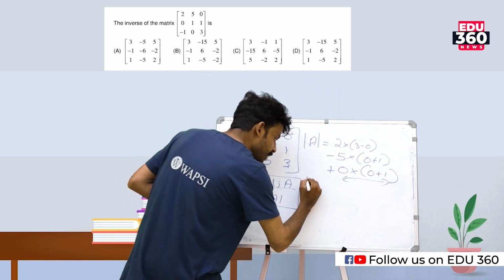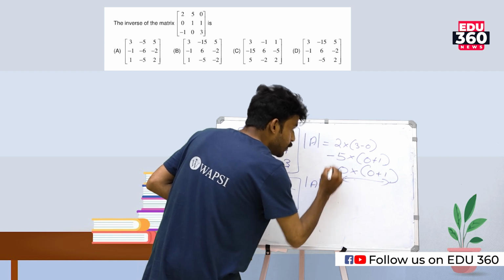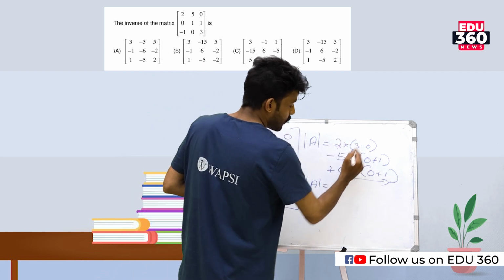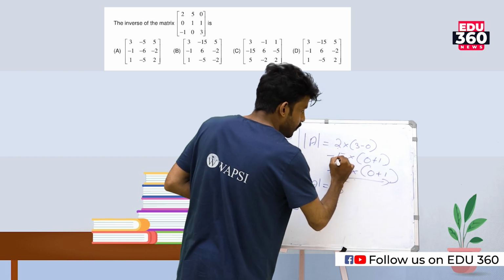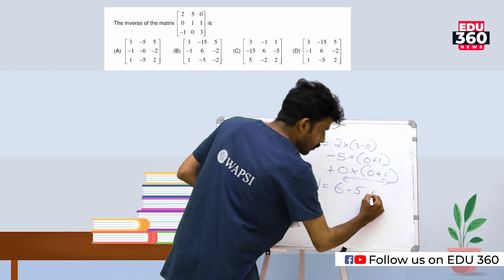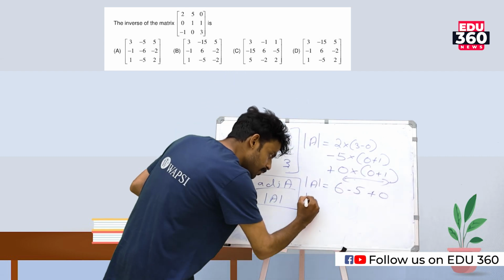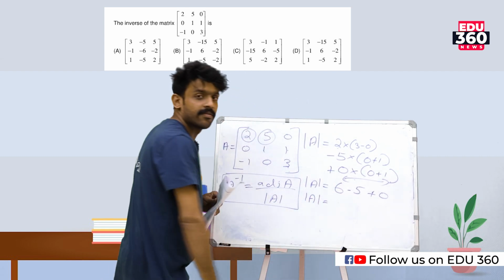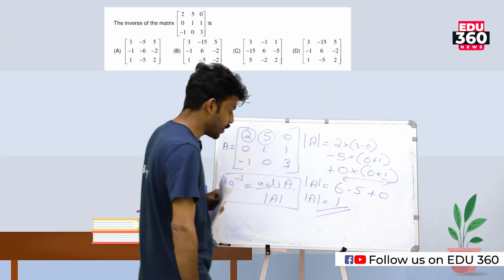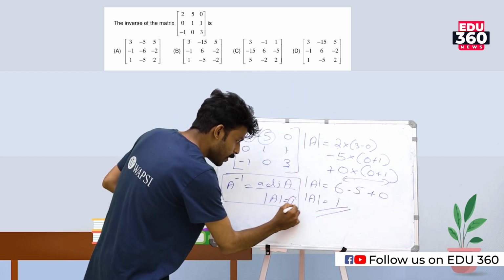So hereafter, we can write determinant A is equal to 2 into 3, that is 6 minus 5 plus 0. So determinant A is equal to 6 minus 5, the value is 1. So the value of the determinant A is equal to 1.